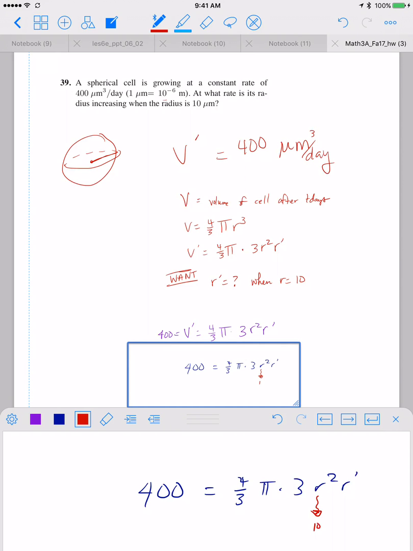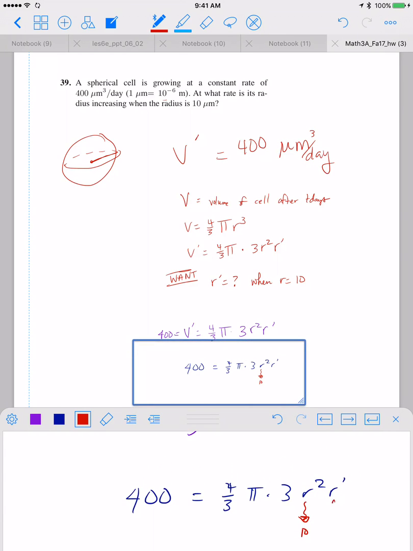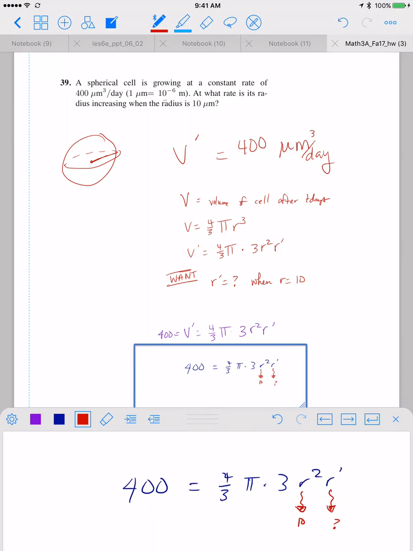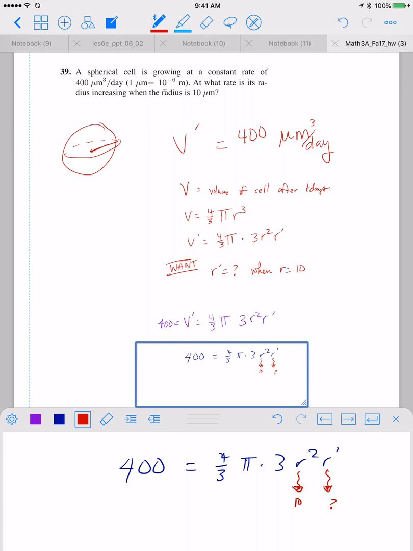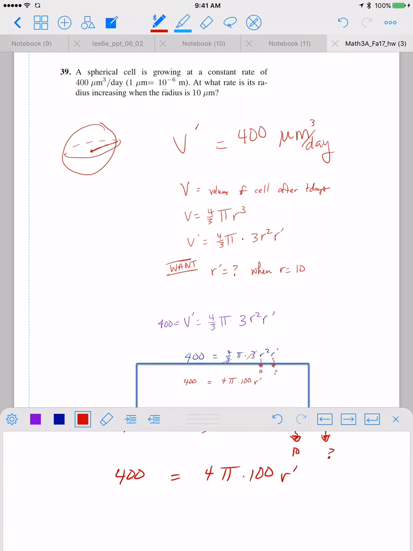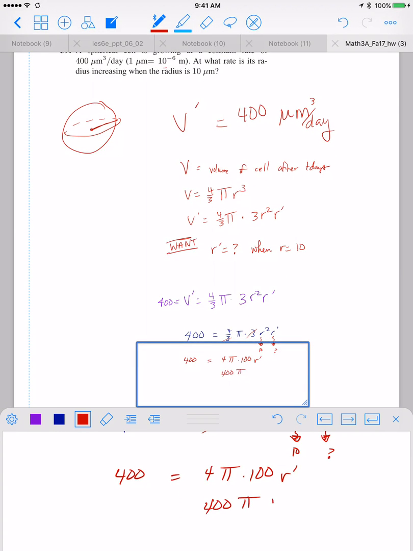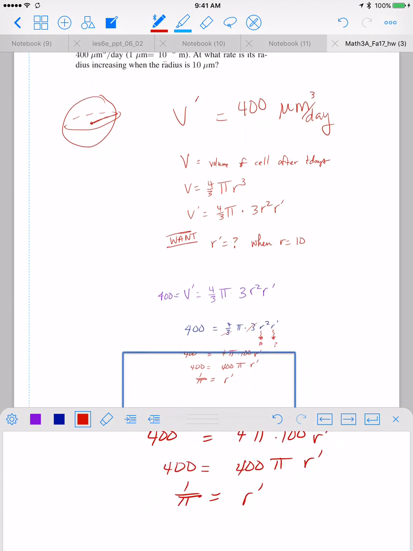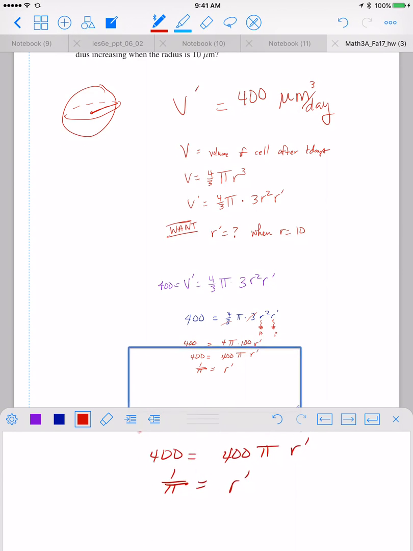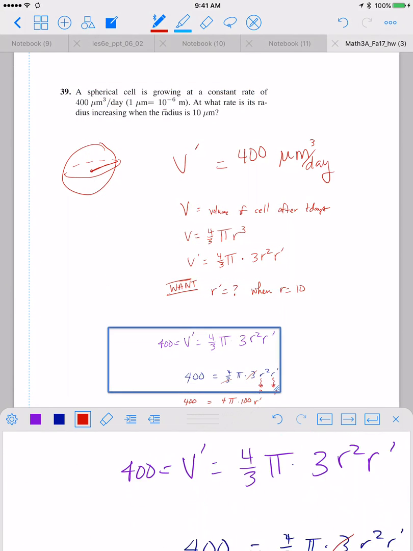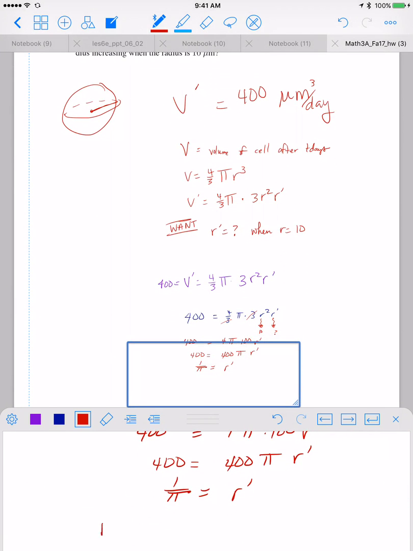So if r is equal to 10, and we want to figure out r prime, the 3's will cancel out, so we'll have 400 equals 4 pi times 100 times r prime. So it looks like 400 pi times r prime is equal to 400. So r prime is equal to 1/pi. And the units will be micrometers per day. So r prime equals 1/pi micrometers per day.